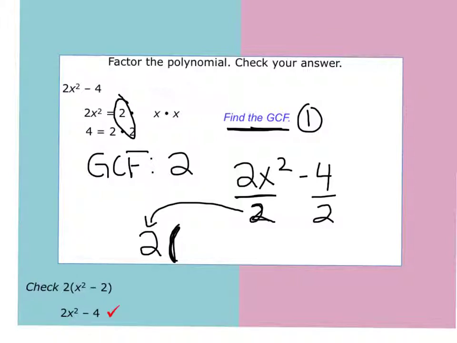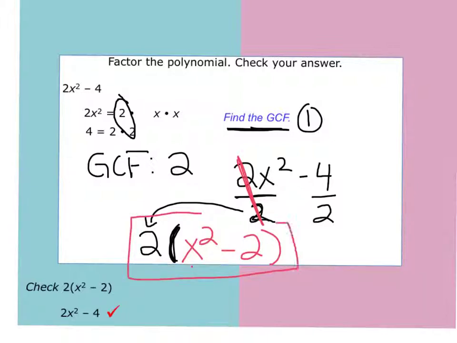And now I'll do my math to reduce what's up here. So I'll take out the 2's and I get x squared. And then negative 4 divided by 2 is negative 2. And notice that x squared and negative 2 have no common factors. So I can't use GCF to factor it. And this is the farthest I can go, and it's my answer.